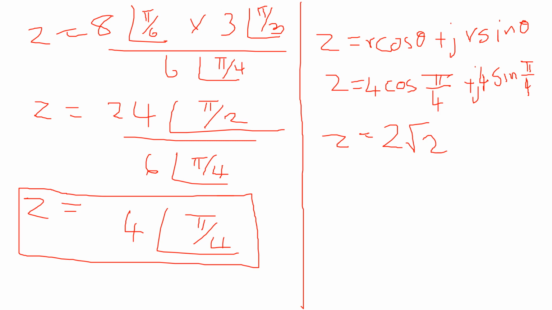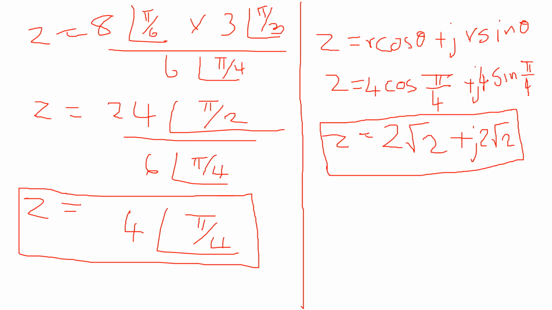Is 4 sine of pi over 4, which is going to give us how much? Which is also going to give us a plus 2 square root 2, but it's going to be j. Remember, there's j there. Okay, so now this will be your final answer converted to a rectangular form.